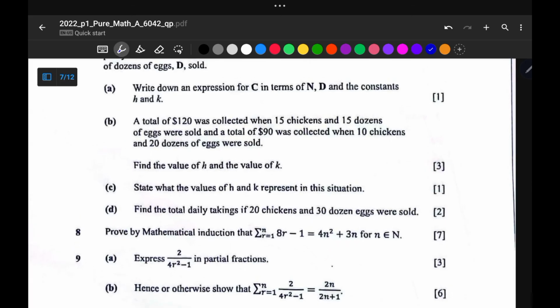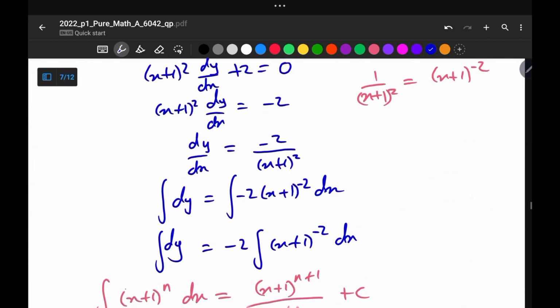The next part of the question says a total of $120 was collected when 15 chickens and 15 dozens of eggs were sold, and a total of $90 was collected when 10 chickens and 20 dozens of eggs were sold. So we are required to find the value of H and the value of K given this information.